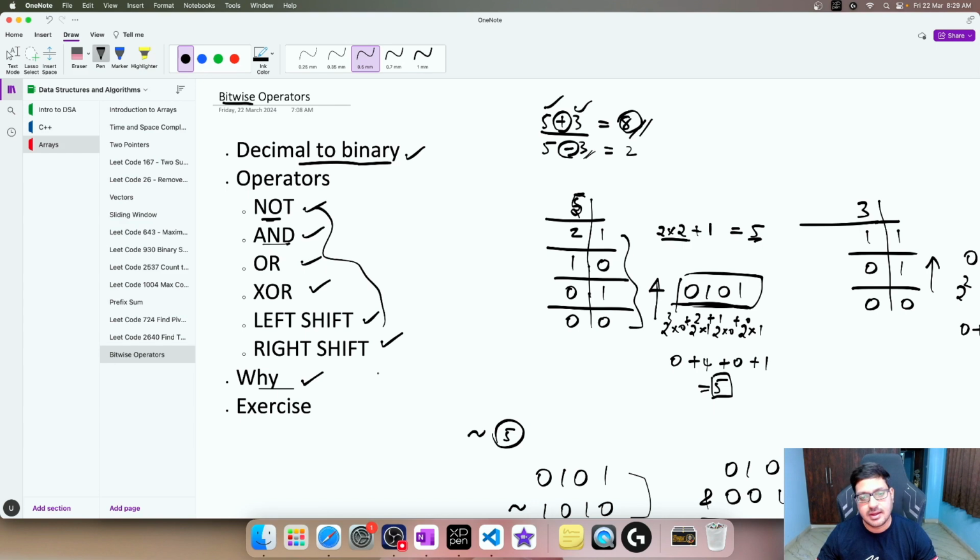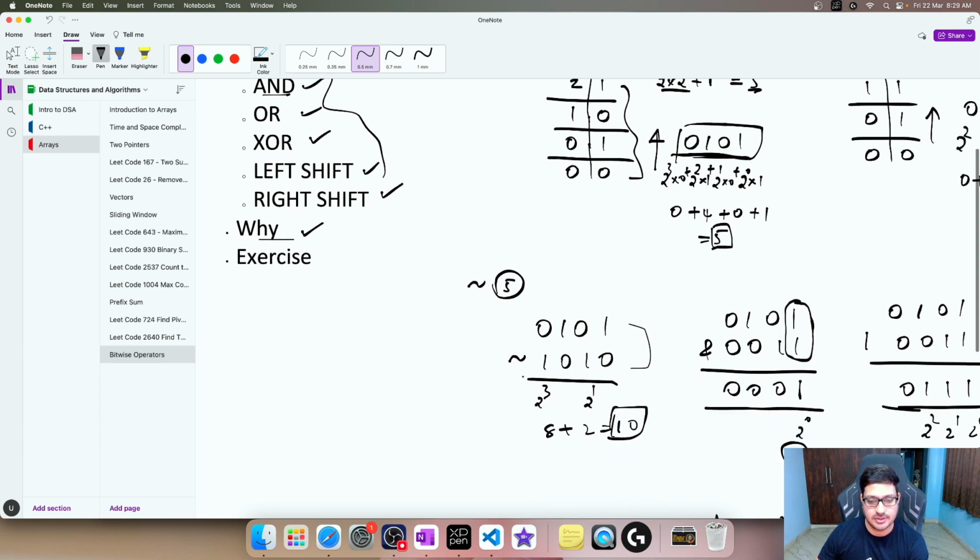Okay, and I want to leave you with one exercise. I deliberately did not code this one, the not of 5 in code. I want you to do this. We discussed that the not operator simply flips the switches, right? 0 becomes 1, 1 becomes 0, and 8 plus 2 should give us 10. So the not of 5 is 10 in our calculation.